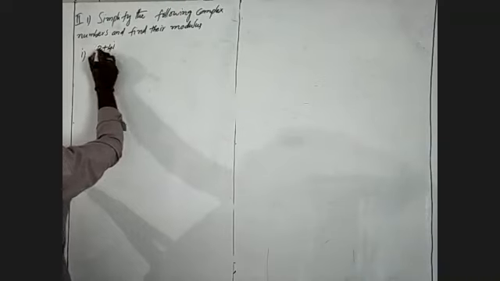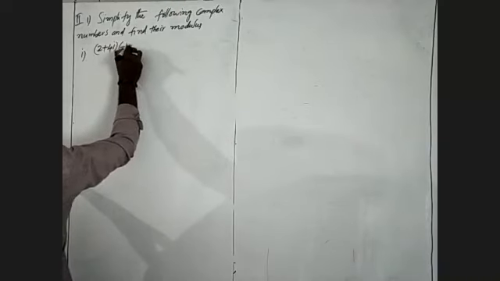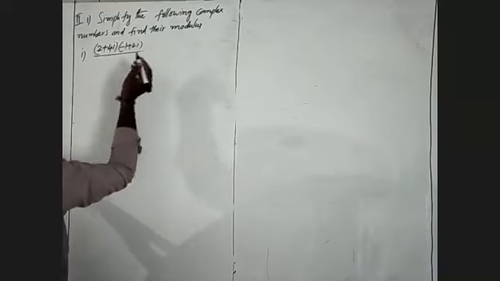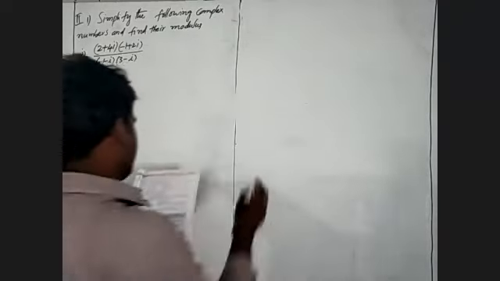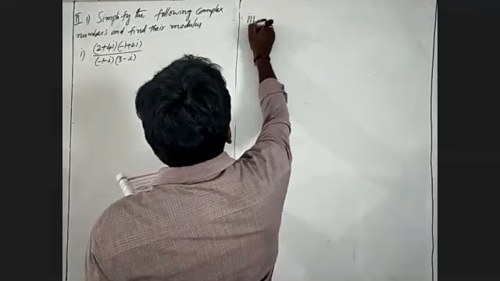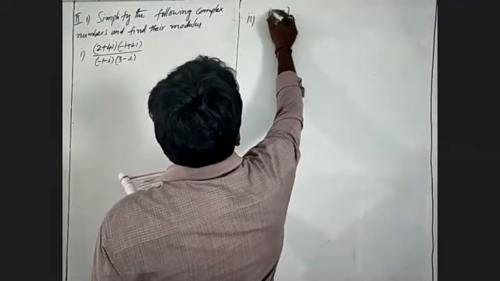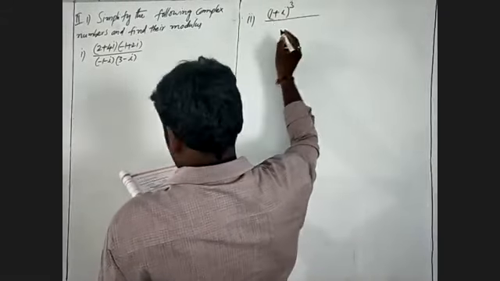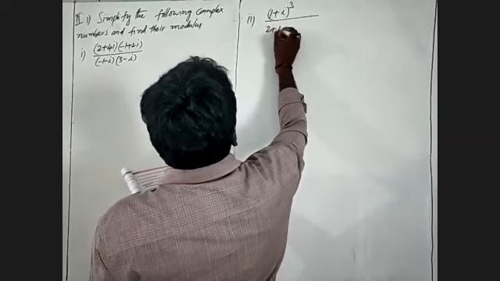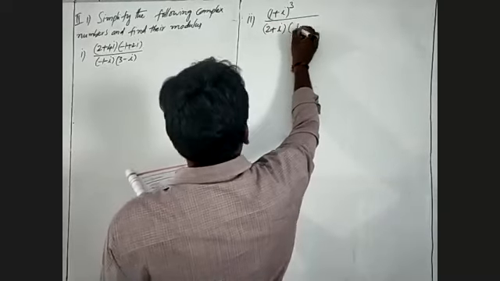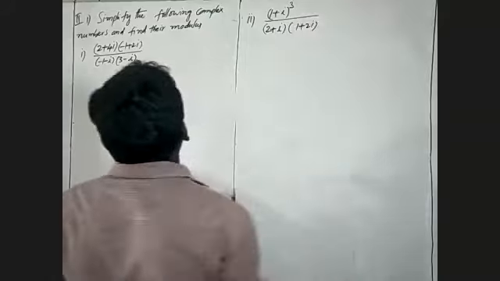The first one is (2 plus 4i) into (minus 1 plus 2i), by the denominator (minus 1 minus i) into (3 minus i). The second one is (1 plus i) whole cube, by (2 plus i) into (1 plus 2i).